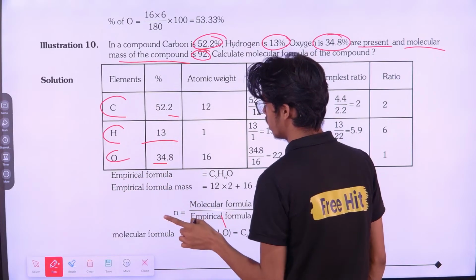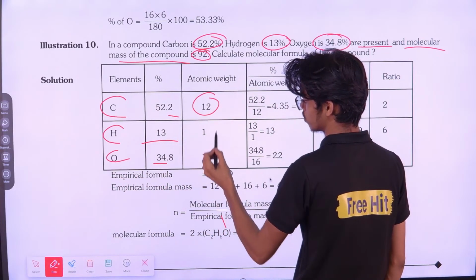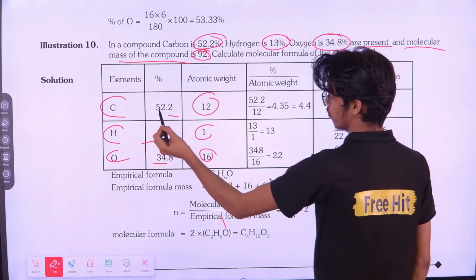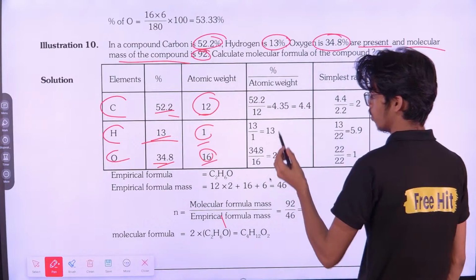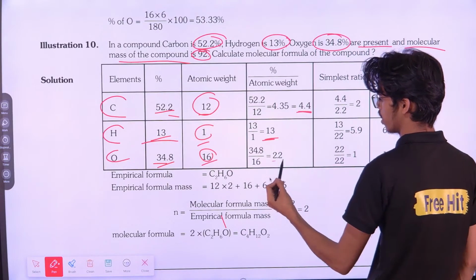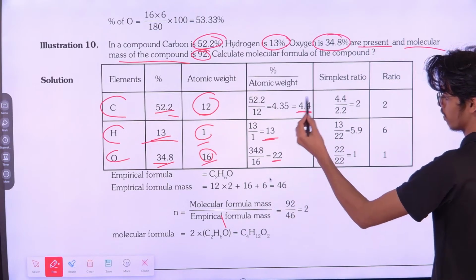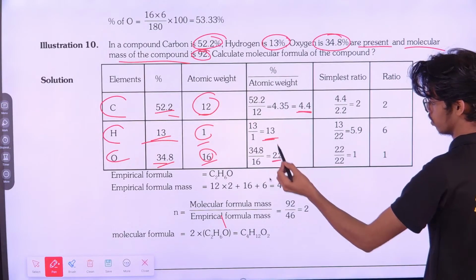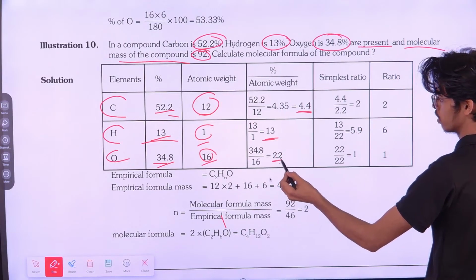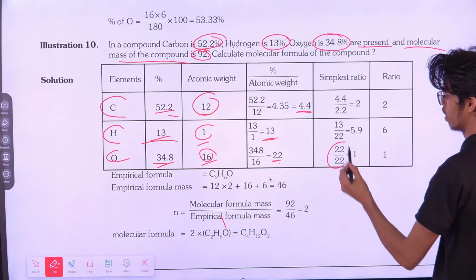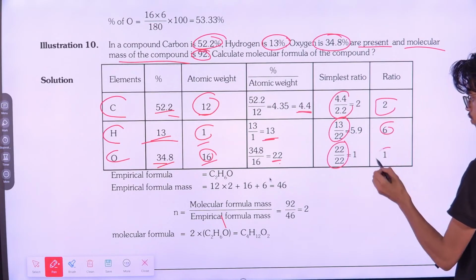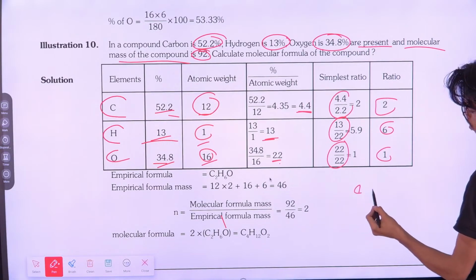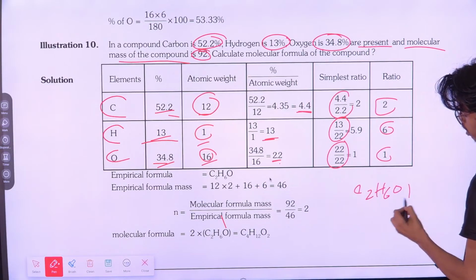So you divide each with the atomic weight. Atomic weights are 12, 1 and 16. So 52.2 divided by 12, 13 by 1, 34.8 by 16. Once you divide, this is the ratio you get, okay. Now which one is the smallest? 2.2 is the smallest one. So divide every number by this. So 2.2 by this, 13 by this, 2.2 by this. So you get 2, 6, 1. It means carbon is 2, hydrogen is 6 and oxygen is 1, okay.